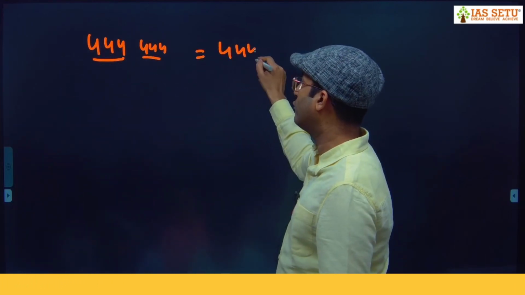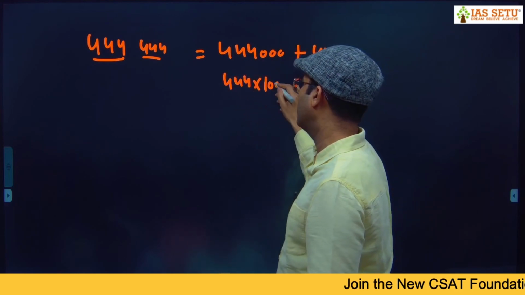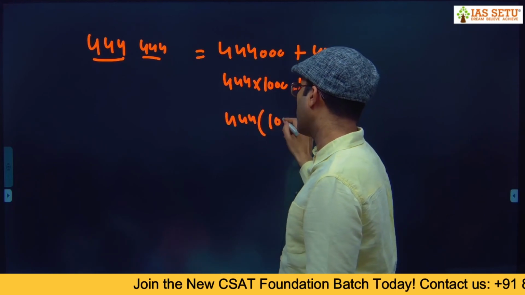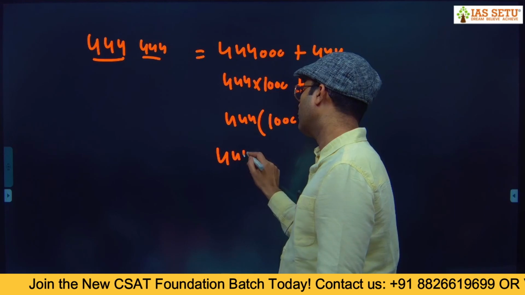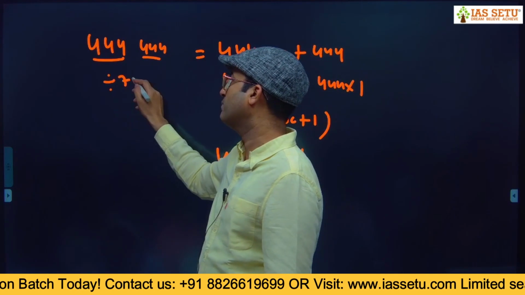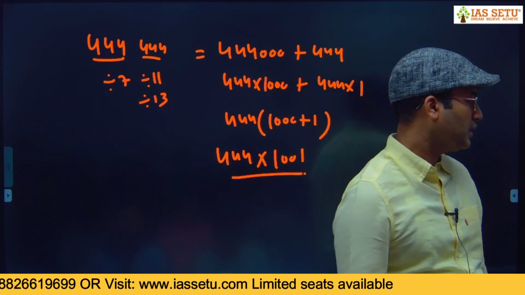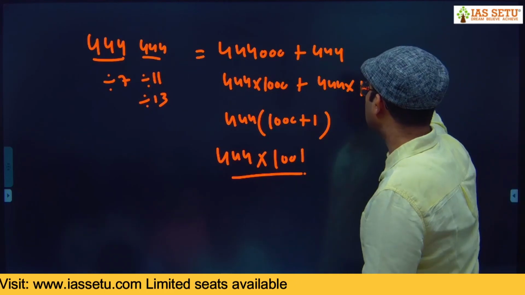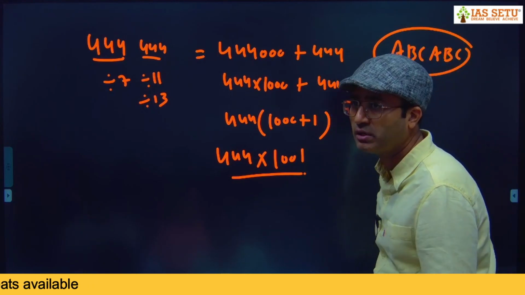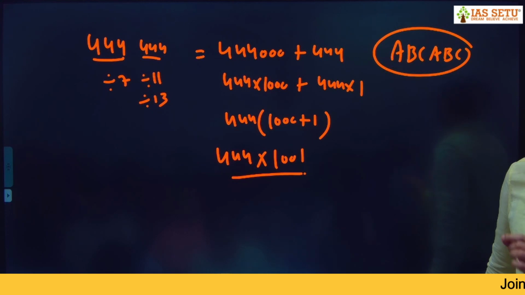So it is 444,000 plus 444. So it is 444 into 1000. This number you can express as 444 into 1, 444 bracket 1000 plus 1. Since it is a multiple of 1001, this number is divisible by 7, 11, 13. So the concept here is any 6-digit number which is in the form of ABCABC is always divisible by 7, 11, 13, because this type of number is a multiple of 1001.